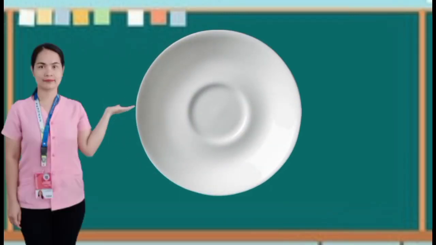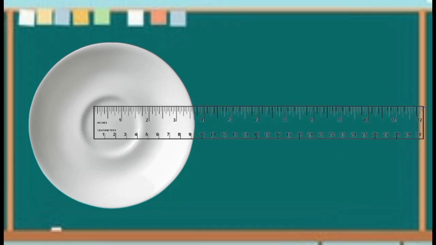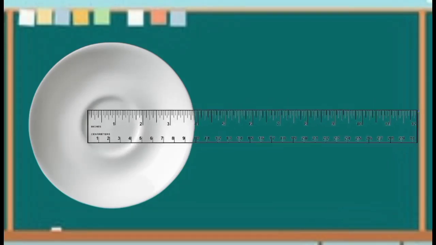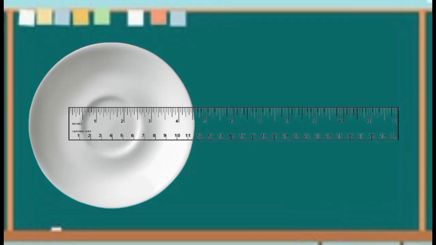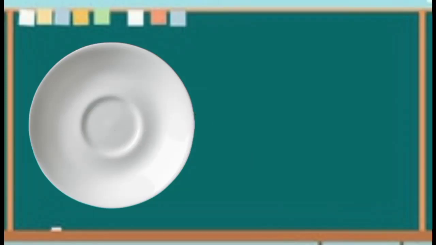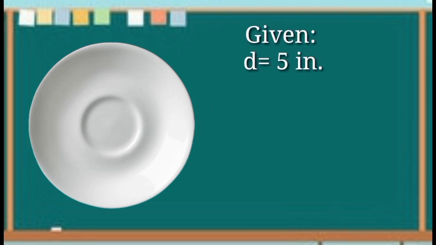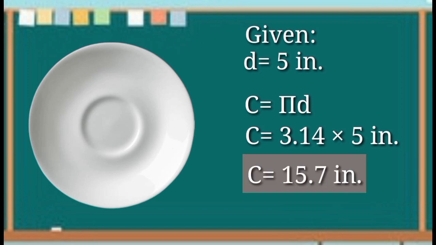Now let's get the circumference of this saucer plate. We will use a ruler in getting its measurement. In getting the circumference of the circle, first, you need to find the diameter. The diameter is the length of the line across the center from one edge to another. So, hanapin natin yung center ng ating circle and dun natin ilalagay yung ating ruler para makuha natin ang ating diameter. So, ang measurement ng ating diameter in inches ay 5 inches. Our given, d equals 5 inches. So, the formula, C equals pi d. Let's substitute. C equals 3.14 times 5 inches. We have C equals 15.7 inches. So the circumference of our saucer plate is 15.7 inches.